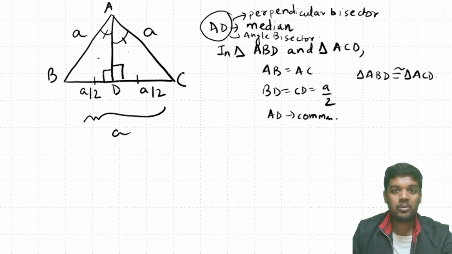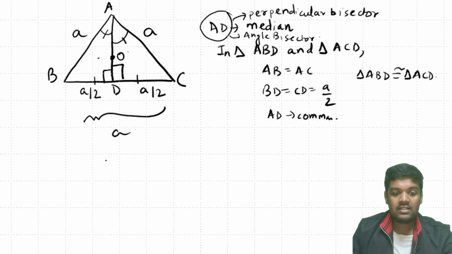So this is a unique property of an equilateral triangle. You can use this in questions, right? Also, I want to share with you guys. Suppose here is our incentre or circumcentre. In an equilateral triangle both coincide. So let's call this point O.